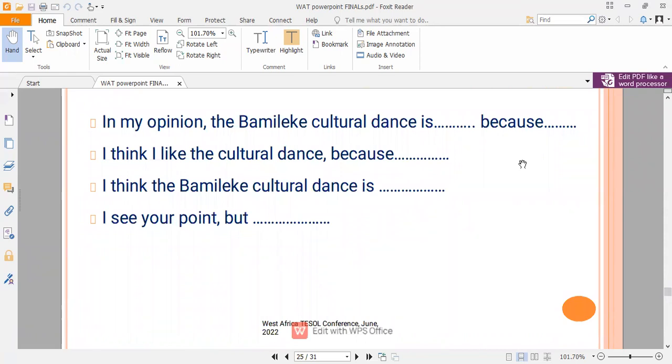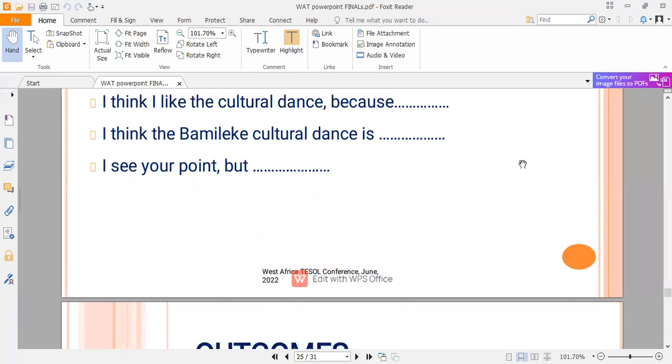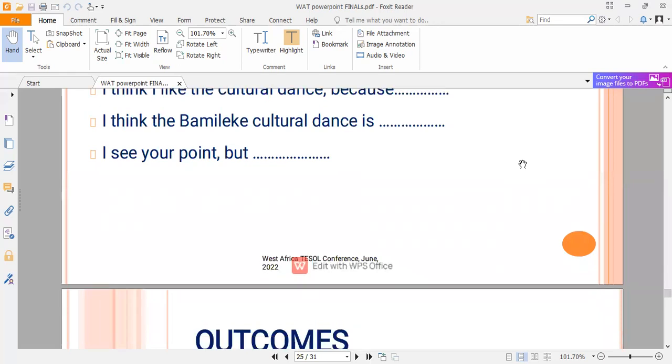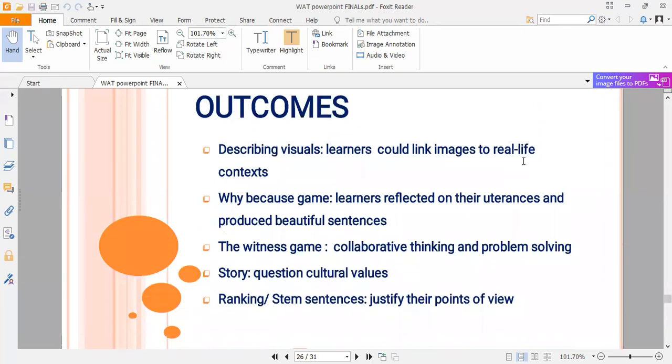In my opinion, I think I like the Bamileke cultural dance because, you know, we gave these stems and they were to use the STEM sentences to complete them so as to express their opinion about the cultural dances to their group mates. So the lesson was very practical, promoting oral fluency through critical thinking activities.